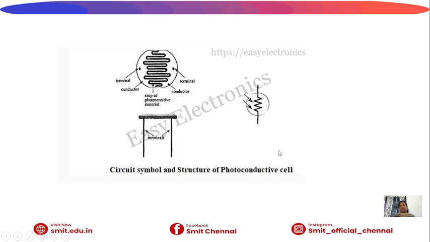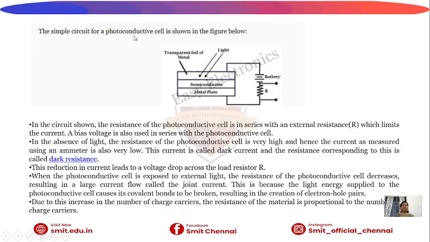This is the symbol of the photoconductive cell, which is the same as a resistor, but with two arrow marks to indicate light. Here is the diagram of the photoconductive cell. There are three layers. The first layer is a metal plate, then the semiconductor is placed, and the third layer is a transparent foil of metal.